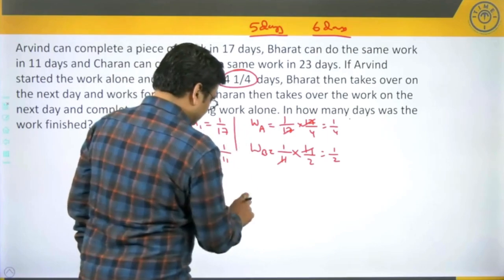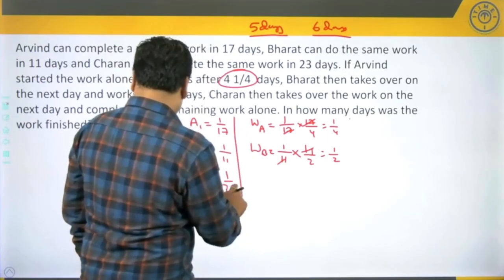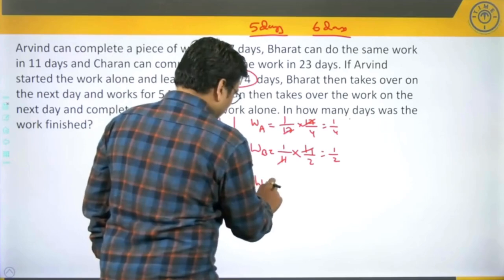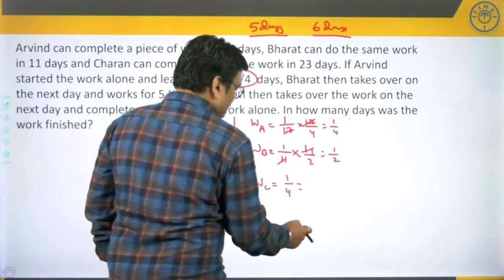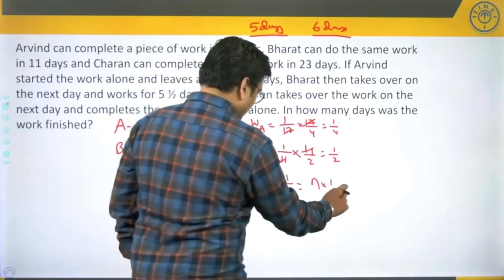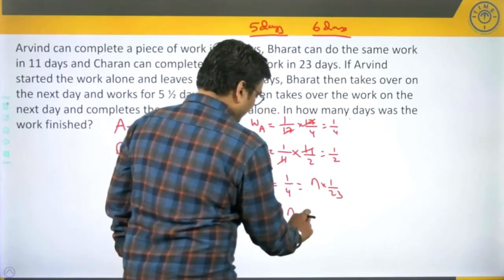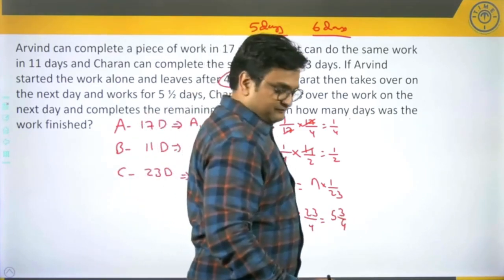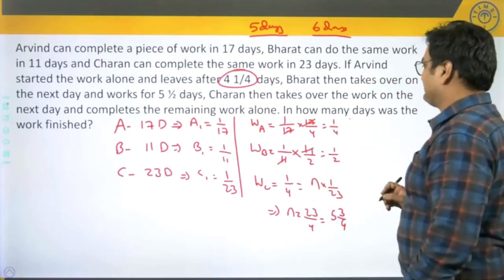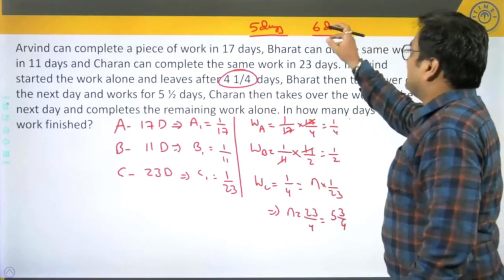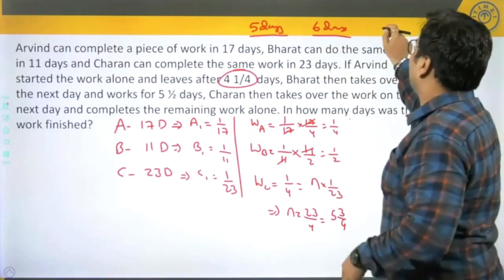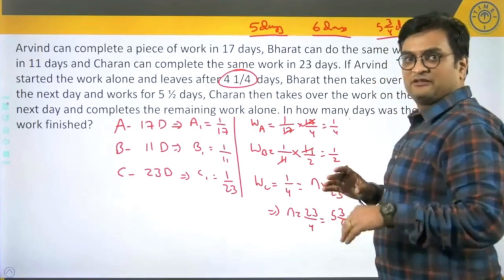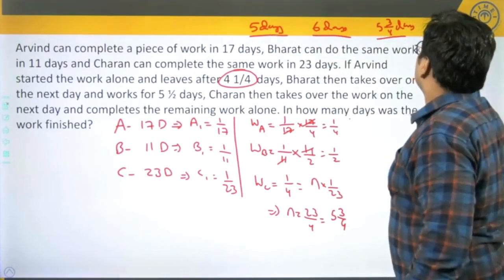So, Charan will do only 1/4 of the work. Work done by Charan is 1/4, and that will be equal to the number of days for which Charan worked into 1/23. So, that means Charan worked for how many days? 23/4, which is nothing but 5 3/4 days. That means in how many days was the work finished? So, after 11 days, Charan will take 5 3/4 more days. So, that means total number of days here will be 11 and 5 3/4, that is 16 3/4.